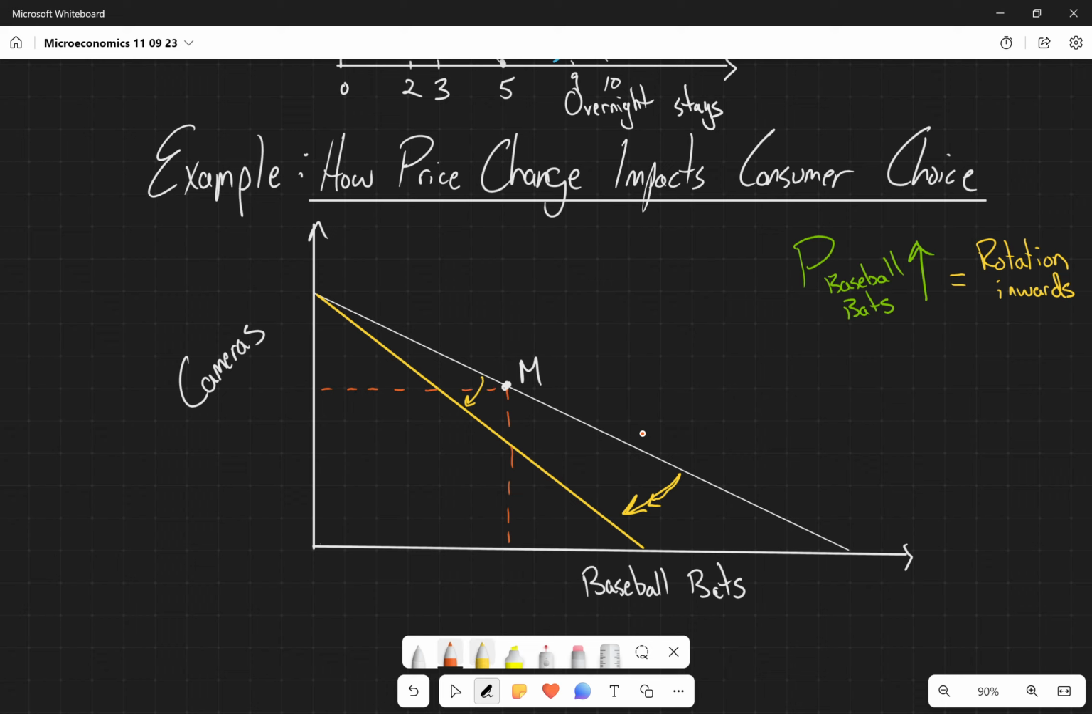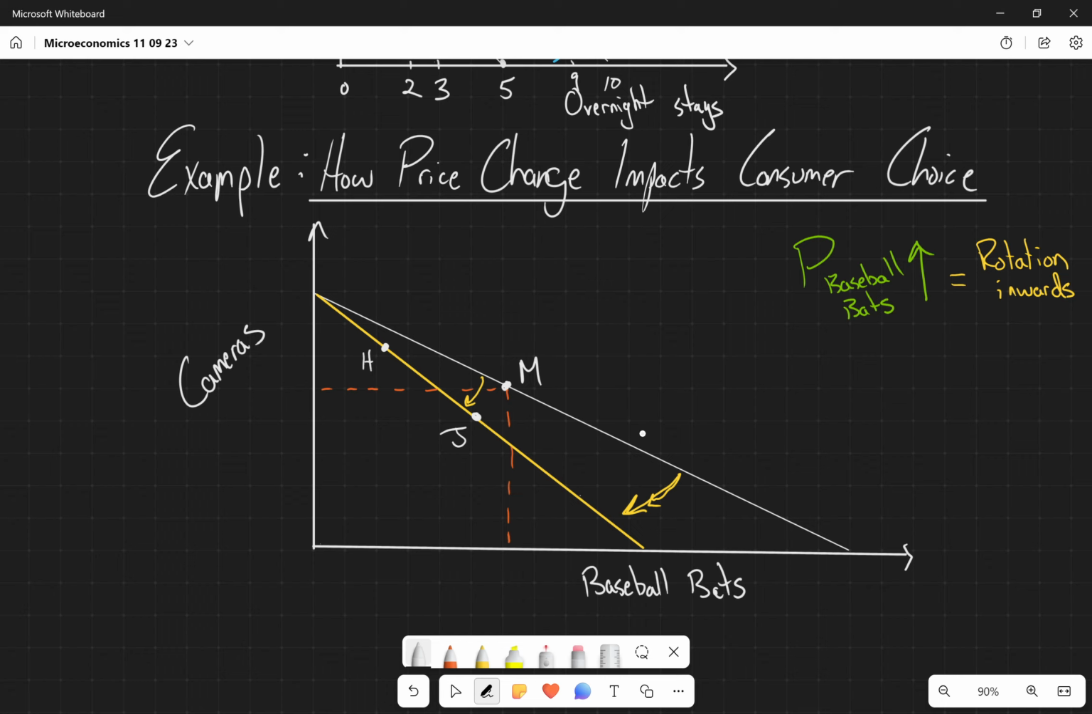So if the new consumption decision is to be somewhere in this region, J, then we're going to consume less of each good. If the new decision is somewhere up here and it's H, then we're obviously going to be buying more cameras than we were previously at point M, and we're going to buy a little less than half of the baseball bats we were previously purchasing.